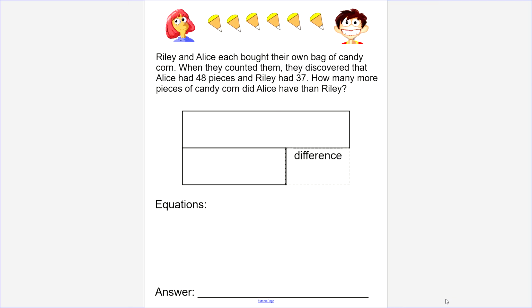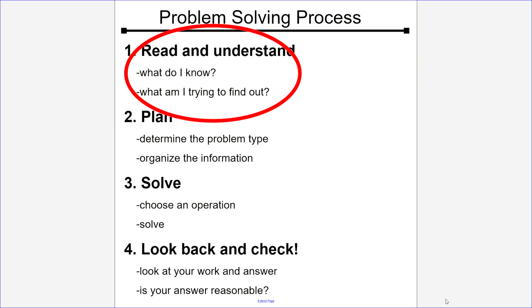We're going to solve this problem. Riley and Alice each bought their own bag of candy corn. When they counted them, they discovered that Alice had 48 pieces and Riley had 37. How many more pieces of candy corn did Alice have than Riley? We're going to use our problem-solving process to solve these compare problems, just like we used our problem-solving process to solve get more, put together, and take away problems.